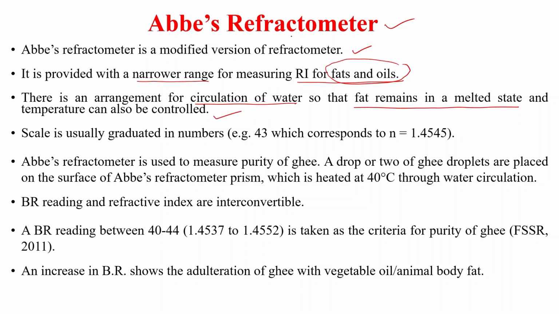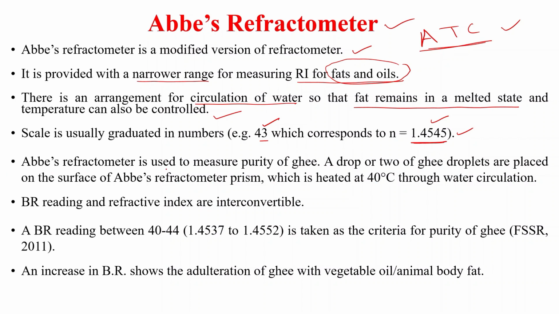So in a refractometer we have a temperature control mechanism. It can either be done by circulating water, or we can use ATC, that is automatic temperature compensation, which is available in some digital refractometers, to maintain the temperature at which we want to take the reading. Now the scale is usually graduated in numbers, for example 43 corresponds to 1.4545. This is known as the BR (butyro-refractometer) reading, and this is the refractive index. These are simply two different scales. The BR reading can be converted to refractive index and vice versa.